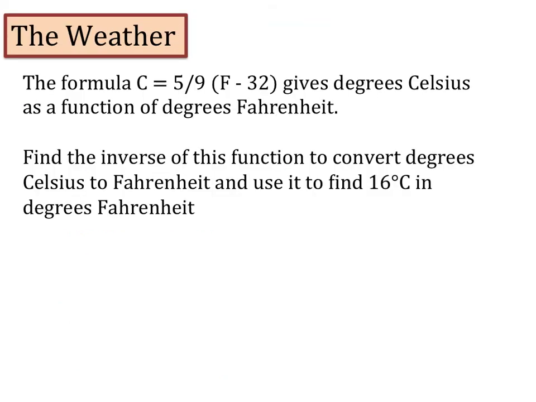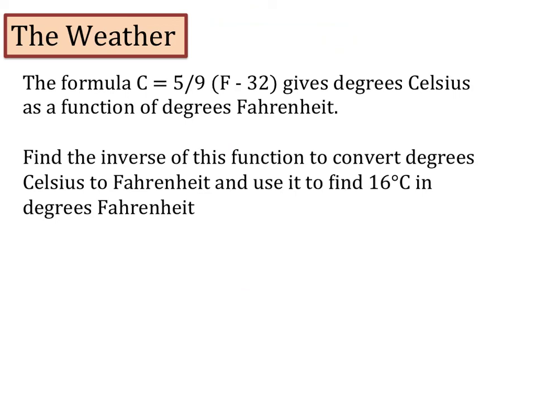We can also find inverses of formulas to help us solve for different values in the formula. So the formula C equals 5 over 9 times F minus 32 gives degrees Celsius as a function of degrees Fahrenheit. So let's find the inverse of this function to convert degrees Celsius into Fahrenheit and use it to convert 16 degrees Celsius into degrees Fahrenheit.